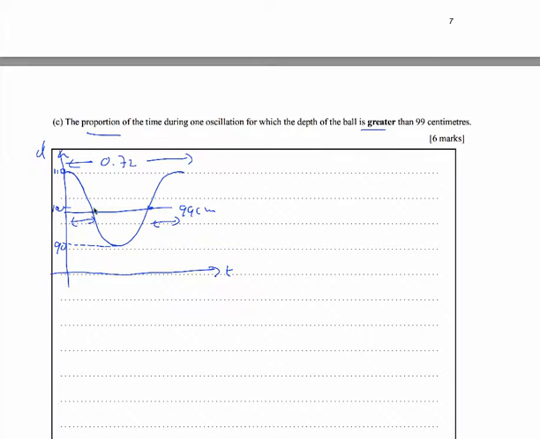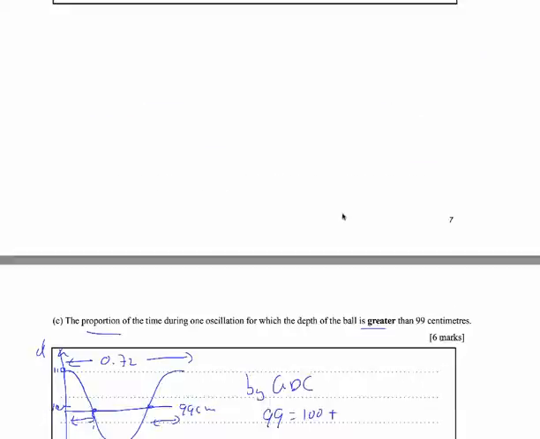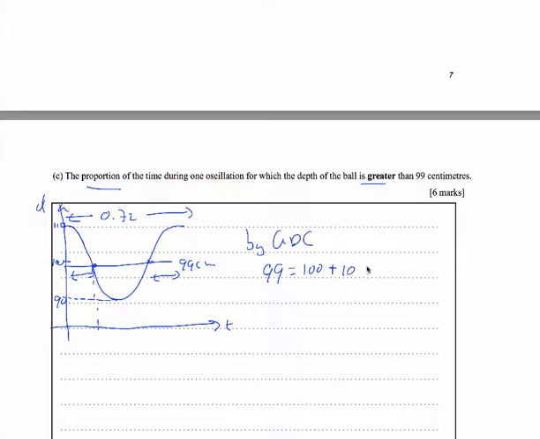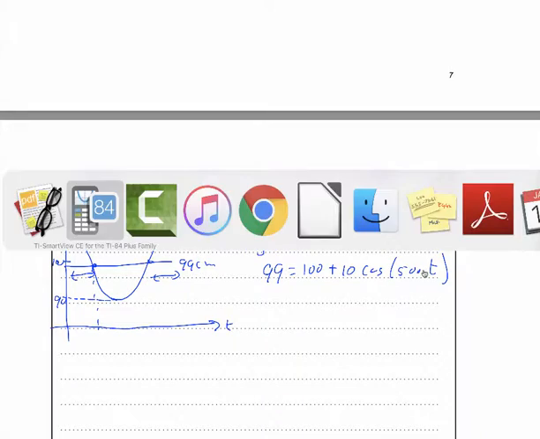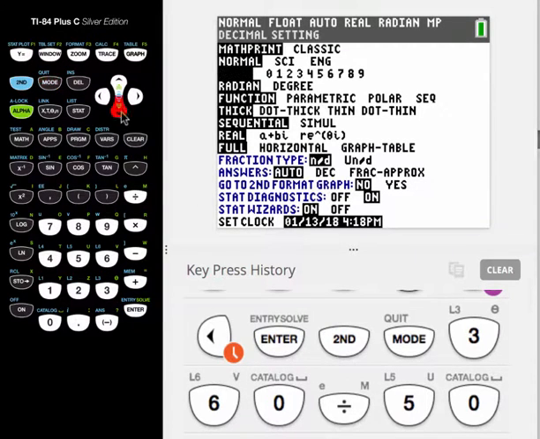Okay, let's first find the time. So I need to find this time over there, right? So I'm just going to use my GDC. So I'm going to say 99 is 100 plus, what was the equation? Let's make sure. 10 cos 500t in degrees. So, all right, let's find this. Mode degrees. Better do that first.